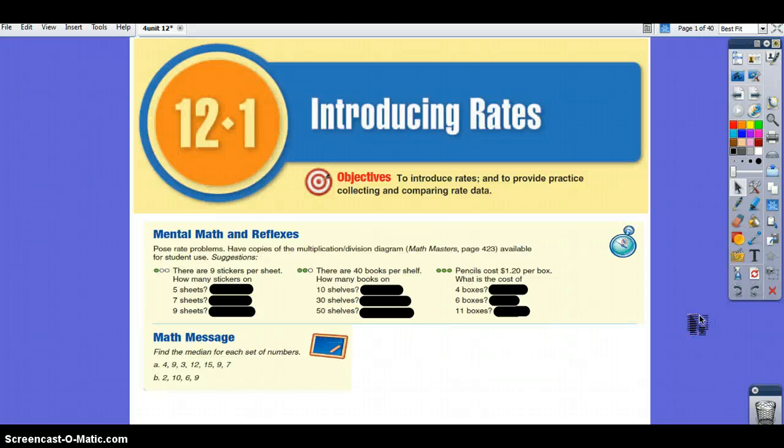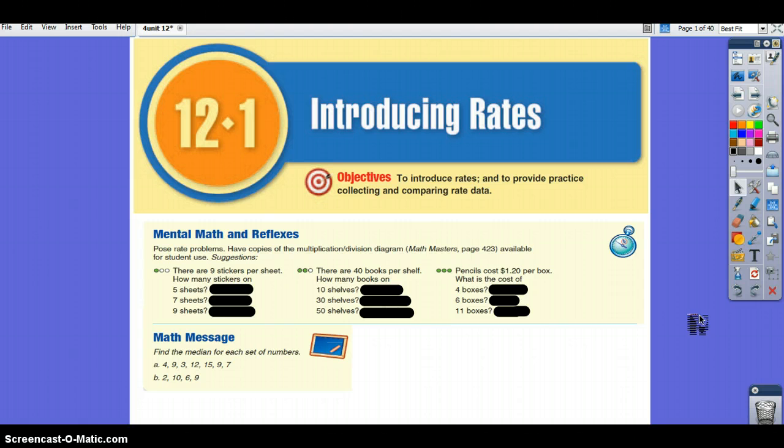12.1, Introducing Rates. The objectives are to introduce rates and to provide practice collecting and comparing rate data. So, look at the multiplication/division diagram on MathMasters page 423. Let's figure out some of these mental math questions.